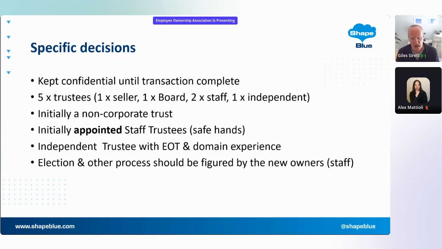Specifically, what we did, this is a weird one, but this is all about employee ownership. It's all about openness. It's all about sharing. It's all about people having a stake in the company. The irony is, I kept the whole concept completely confidential on a need-to-know basis until completion. So Alex, for example, didn't know about this until I announced it on the 24th of August.